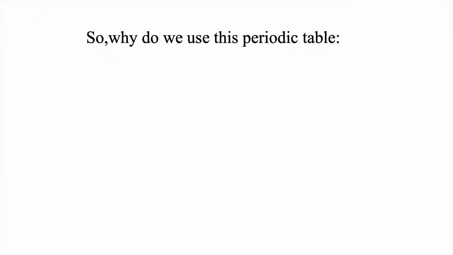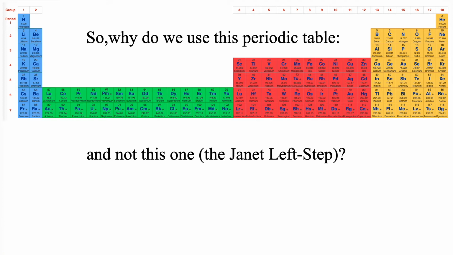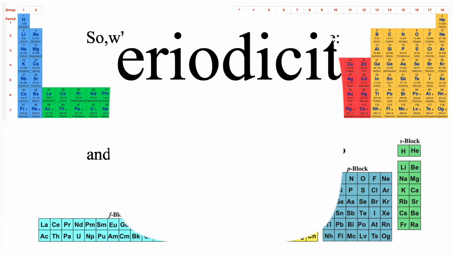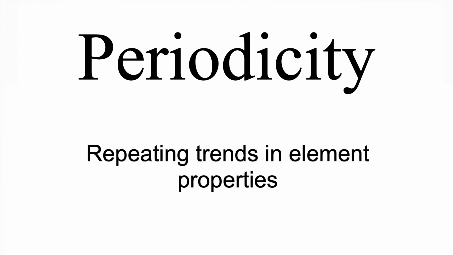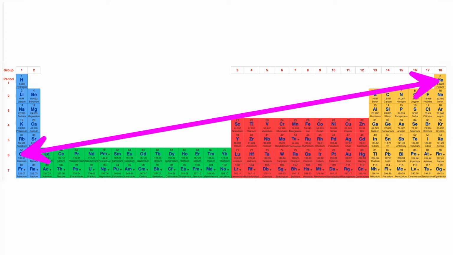So the question is, why do we use the conventional periodic table in either its 18 or 32 column forms, the Seaborg periodic table, rather than the Janet left step or any of the numerous other periodic tables out there? One word: periodicity. Repeating trends in element properties. These are only shown in the conventional periodic table, where there is a general trend bottom left to top right.